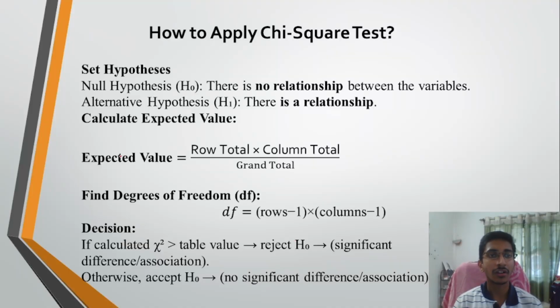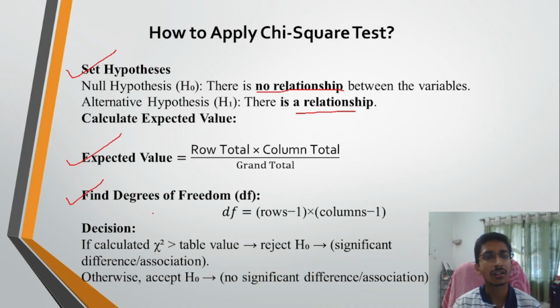Next we set a hypothesis. Our null hypothesis suggests that there is no relationship between the variables, and the alternate hypothesis suggests there is a relationship, right? And we calculate the expected value: row total multiplied by column total divided by grand total. In the next Excel file we will apply all these things, right?